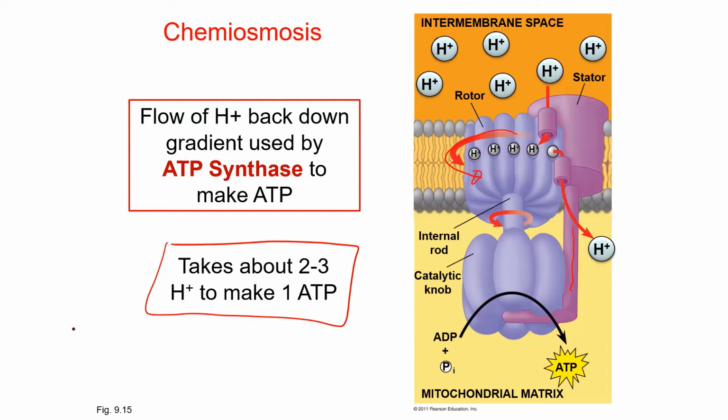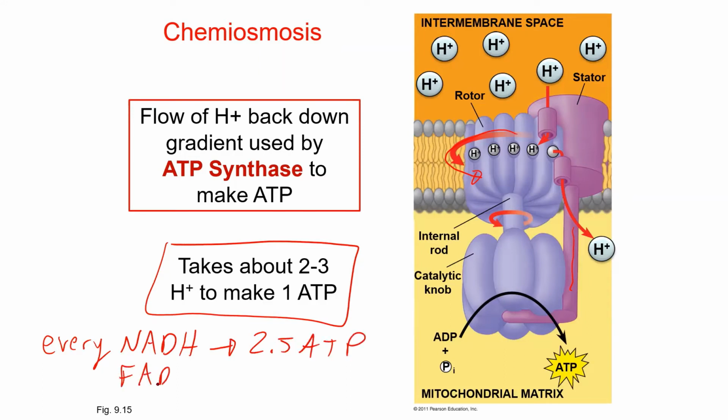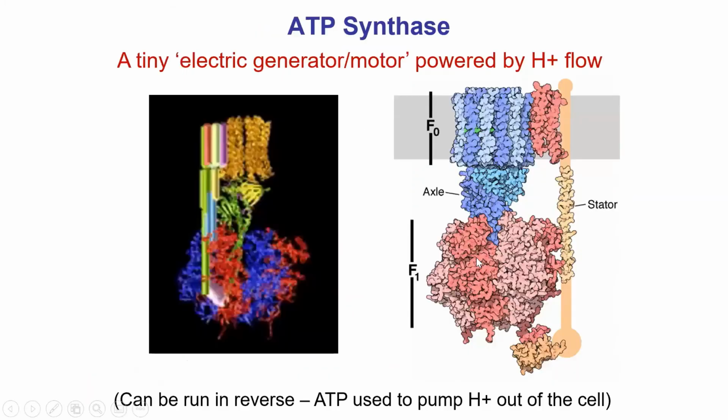But here's a formula for you: every NADH that goes through the system makes 2.5 ATP, and every FADH2 makes 1.5 ATP. So I'll come back to that number in a minute. I just want to show you a couple of things that are going on with this ATP synthase.